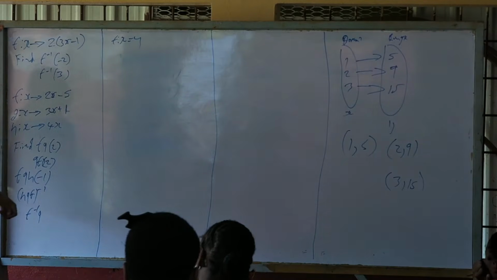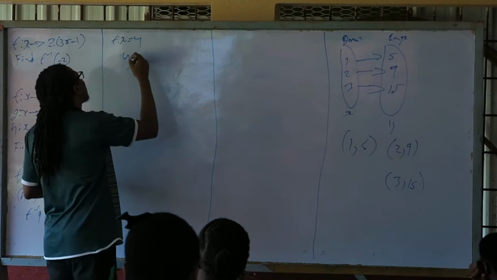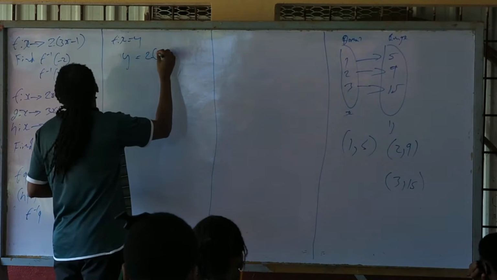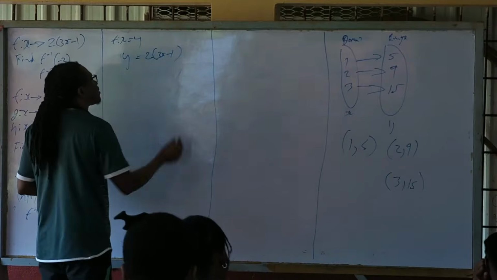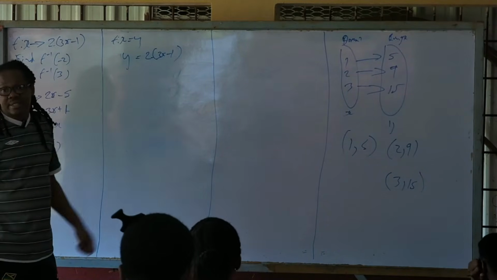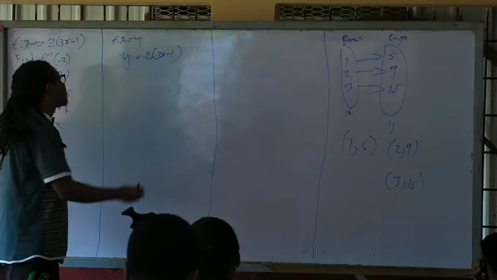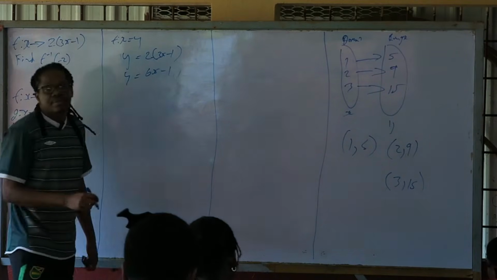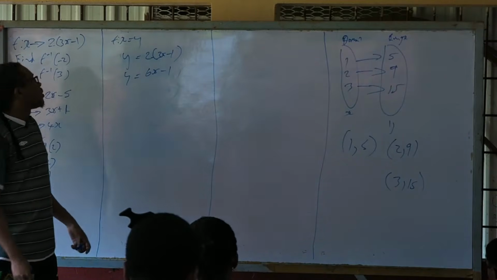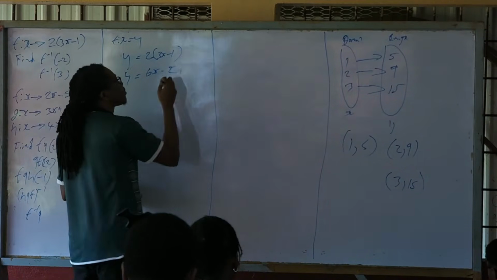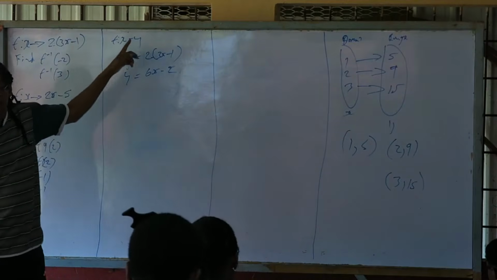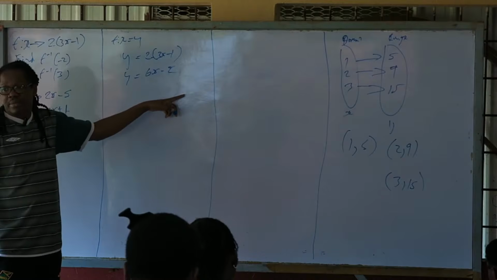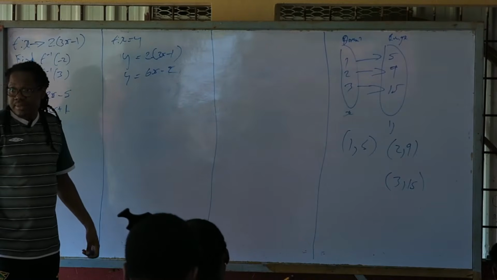The inverse starts with understanding what we start with. Y equals 2 bracket 3x minus 1. You can always simplify this to say y equals 6x minus 2. Everything in the bracket has to get what is outside the bracket, so 2 times 3x is 6x, and 2 times minus 1 gives minus 2. Everybody see that? All right.